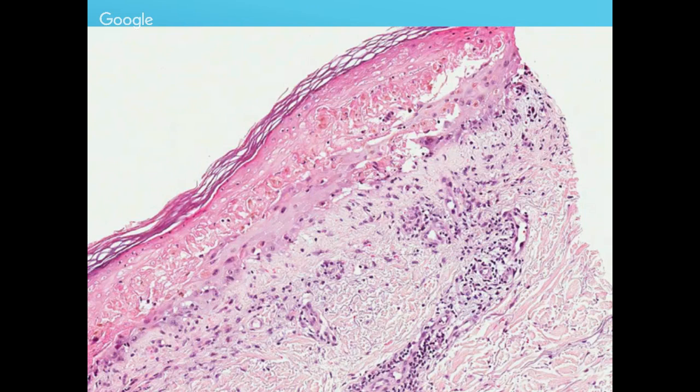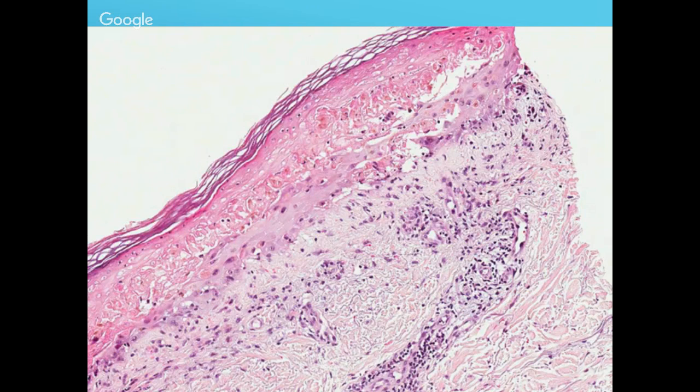So one, do I see any dyskeratotic cells in the epidermis? And secondly, if you don't see that, do I see any inflammation in the dermis? And based on that, you can narrow down the differential diagnosis. So first you have decided that this is a vacuolar interface dermatitis because you look at the dermal epidermal junction and you see this moth-eaten appearance.